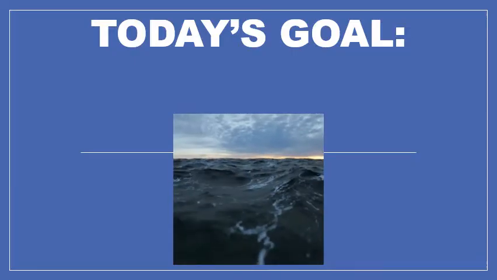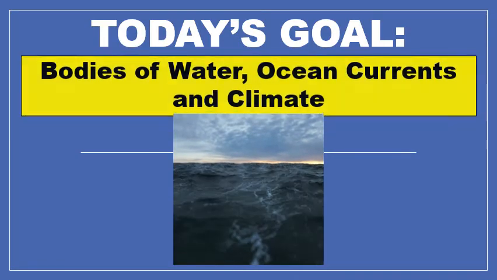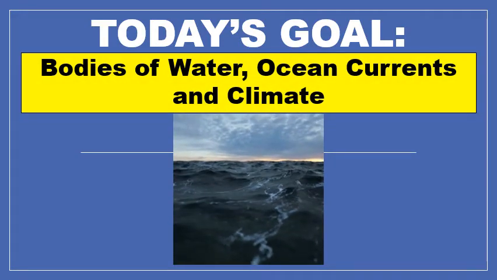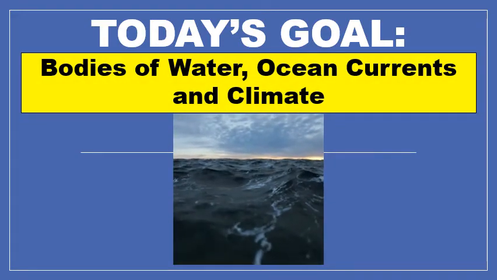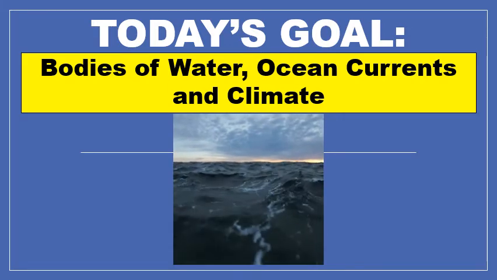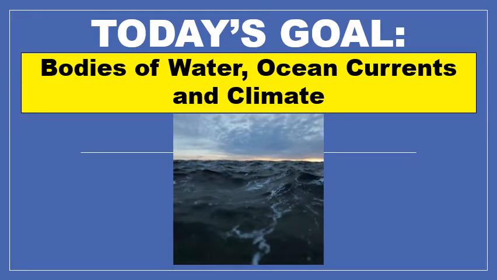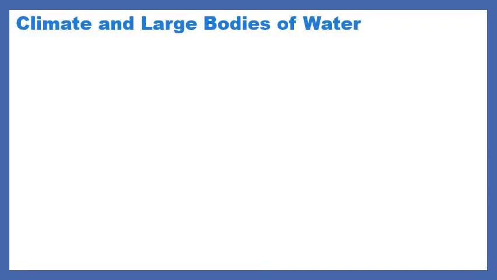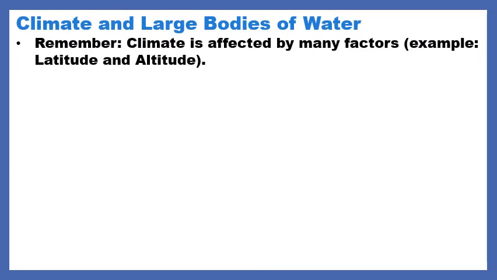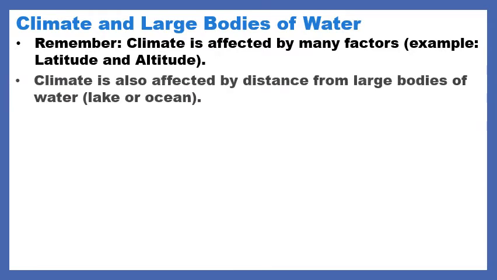All right, so we're done with mountains. Today we're going to talk about bodies of water, ocean currents, and climate. Remember that topic 8 so far is everything that can influence or affect climate. Let's talk about large bodies of water first. So remember, climate is affected by many factors. We learned about last lesson, latitude and altitude.